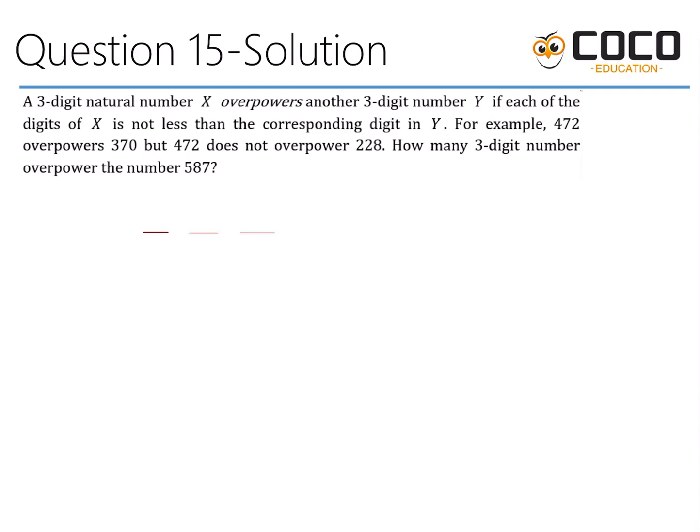So we check for the hundreds digit. It can be 5, 6, 7, 8, 9. So it's from 5 to 9. 5 ways. For the tens digit, it can be 8 or 9. 2 ways. For the ones digit, it can be from 7 to 9. 3 ways. So 5 times 2 times 3. This is 30.